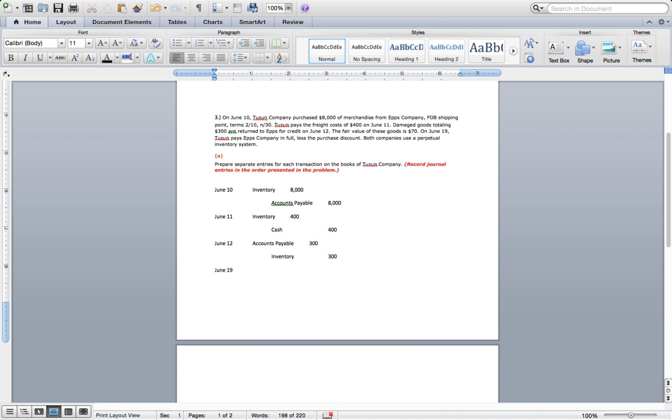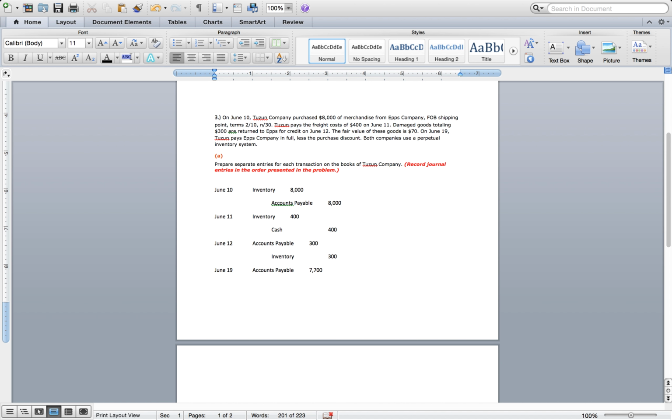On June 19th now, you actually paid for the inventory. But don't forget though, we also had a discount of 2% because we paid within 10 days. The 2/10, n/30 means you receive a 2% discount if you pay within 10 days of the invoice date. If not, the net amount is due within 30 days. Well, we know we're going to start off by debiting accounts payable for the full amount that we owe, which is $7,700.